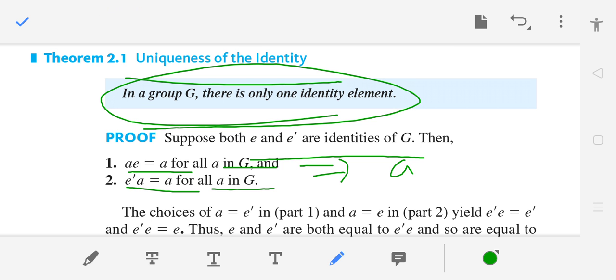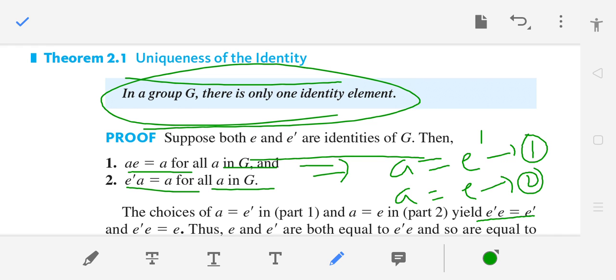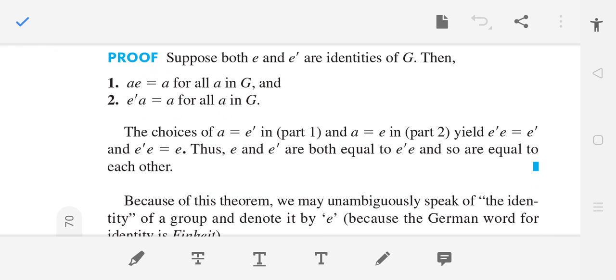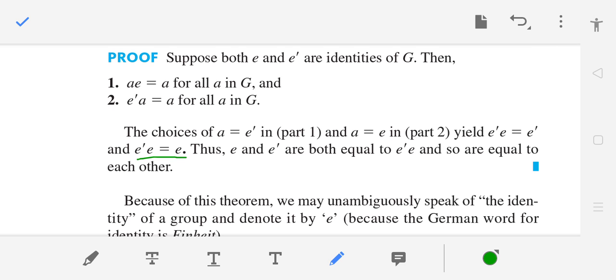So what is the identity? ea is a for all a in G and e dash a is a for all a in G. Then if you take a equal to e dash in the first equation, and a equal to e in the second equation, what do you get? e dash e is equal to e dash, and e dash e equals e. So thus e and e dash are both equal to e dash e, and so equal to each other.